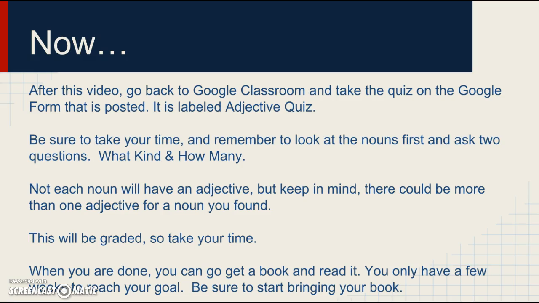You only have a few weeks left to reach your AR goal, which we talked about. Be sure to start bringing your book, okay? I know we've been out of school a lot, and we don't have a lot of time to read in class, but you need to start reading 20 minutes a day. So we really need to focus on reading in class and having our accelerated reader book.